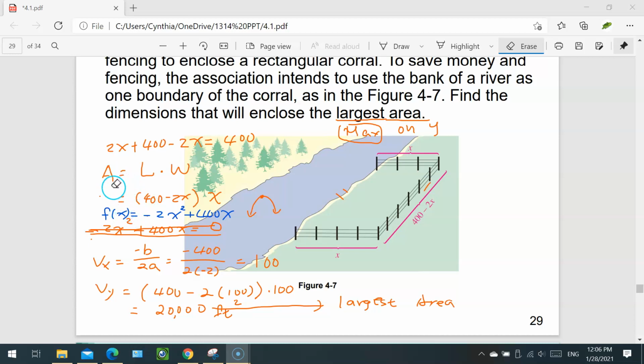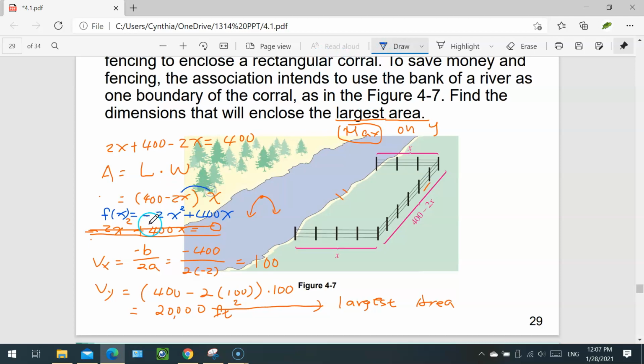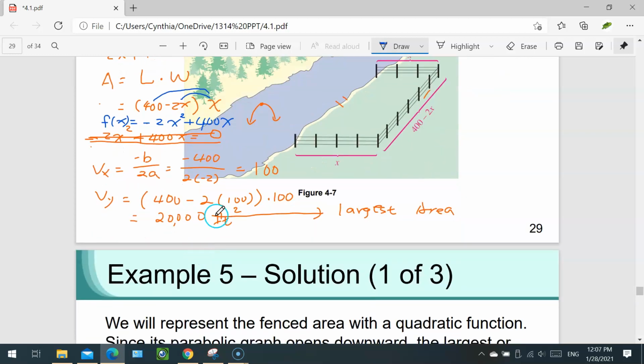So we can simply write down the area as f of x equals, you distribute here, -2 multiplied with x, -2x multiplied with x, you get -2x squared plus 400x, and set that equal to f of x. So this is a function that represents the area of this rectangular shape. And then from here, you apply the formula for finding the vertex point. But the solution here is correct.